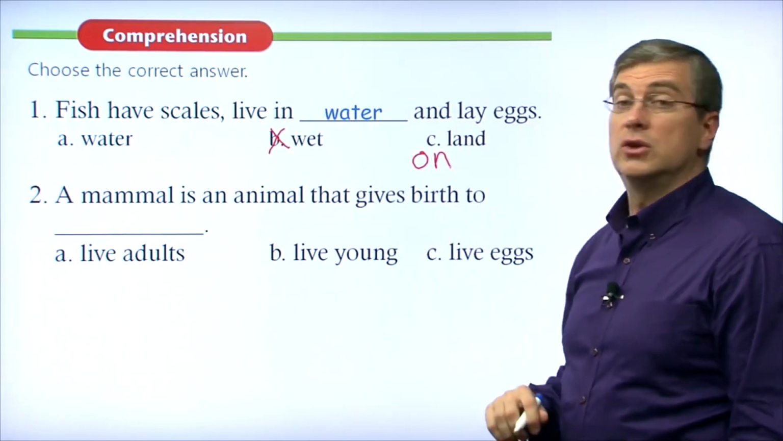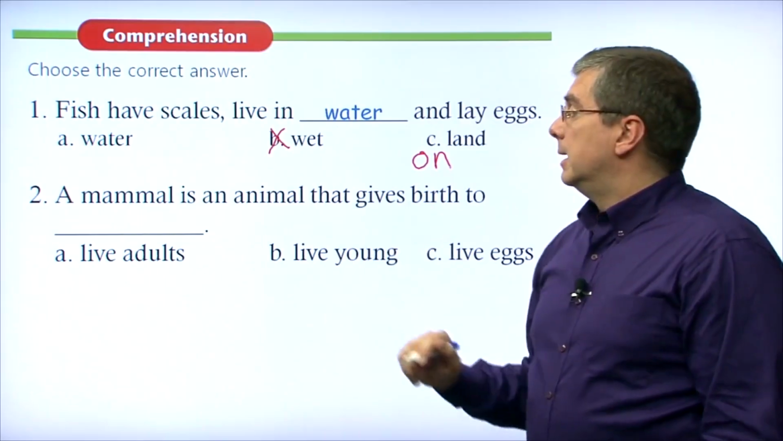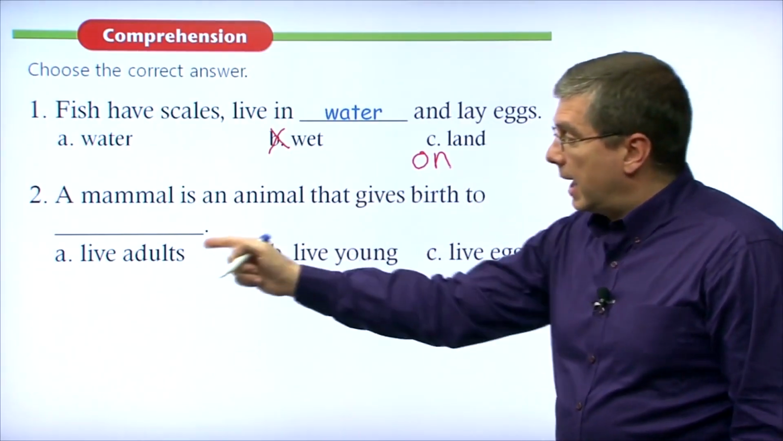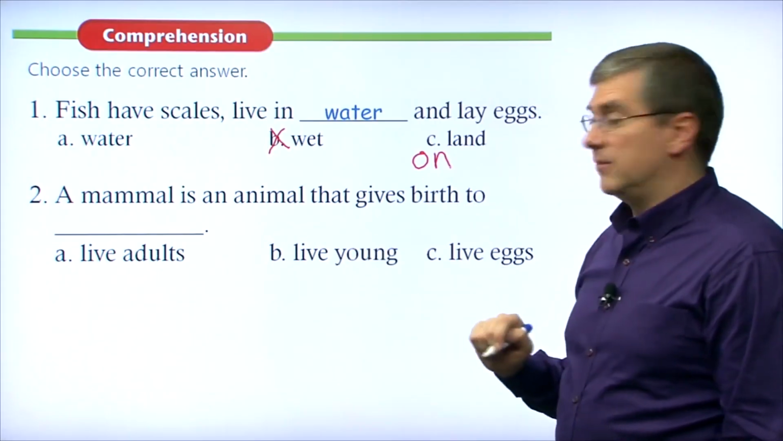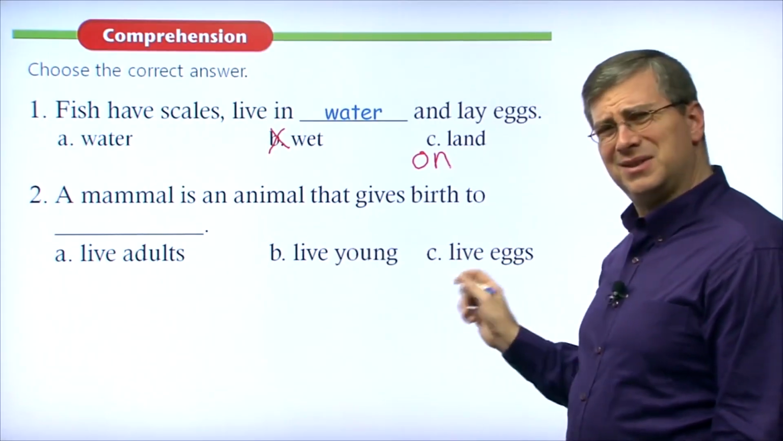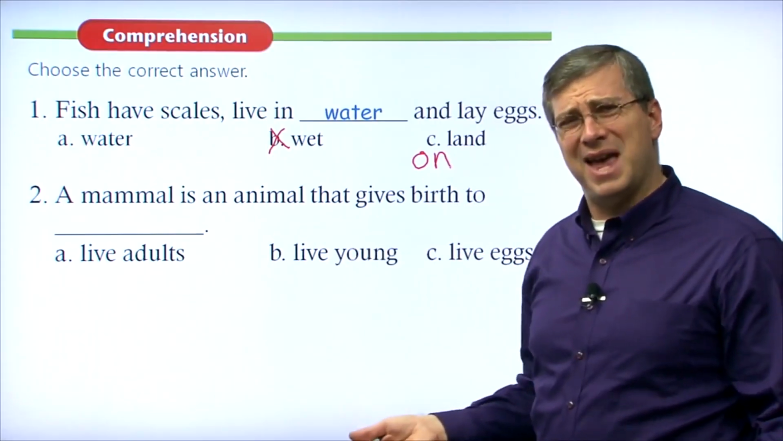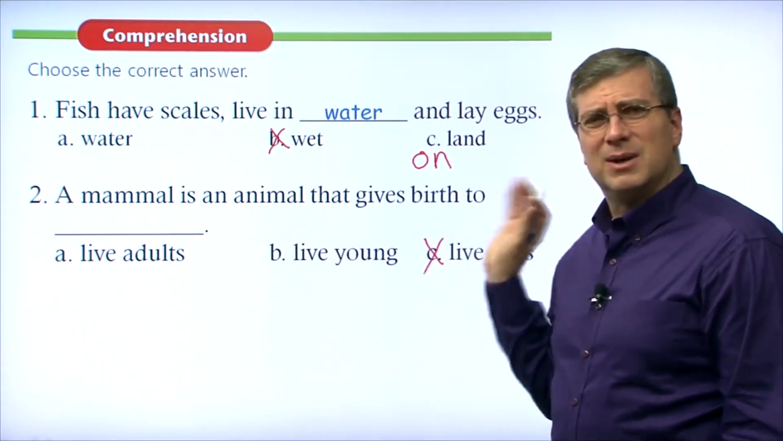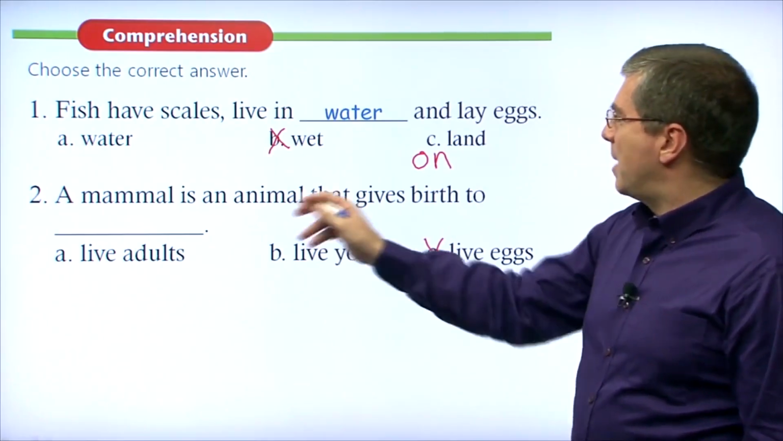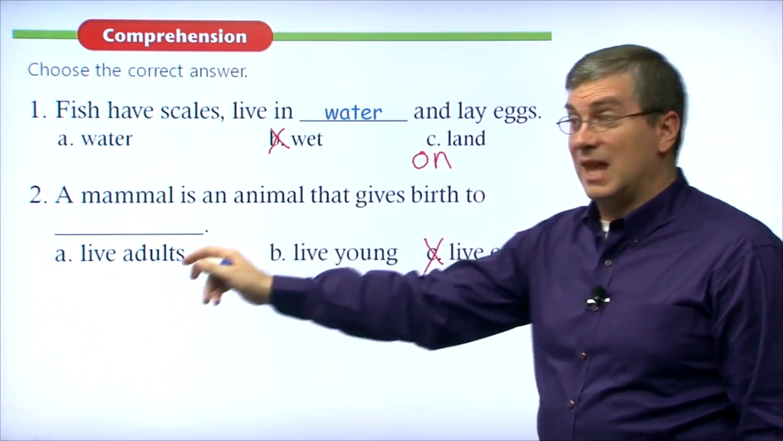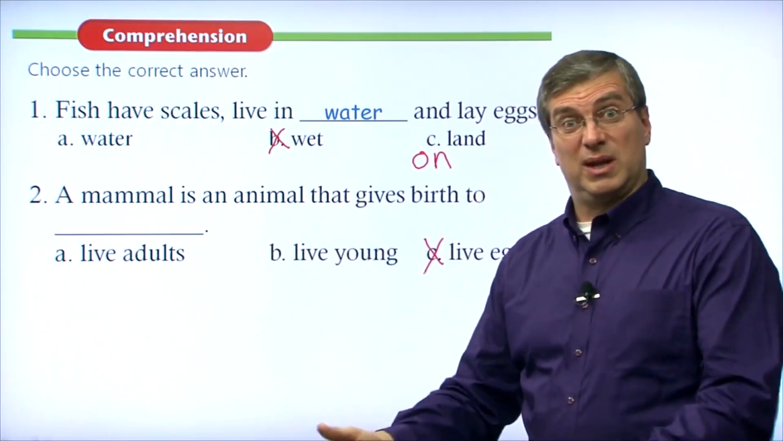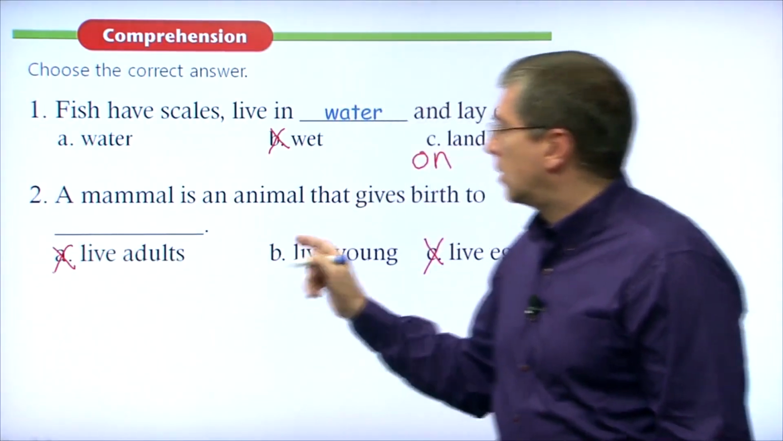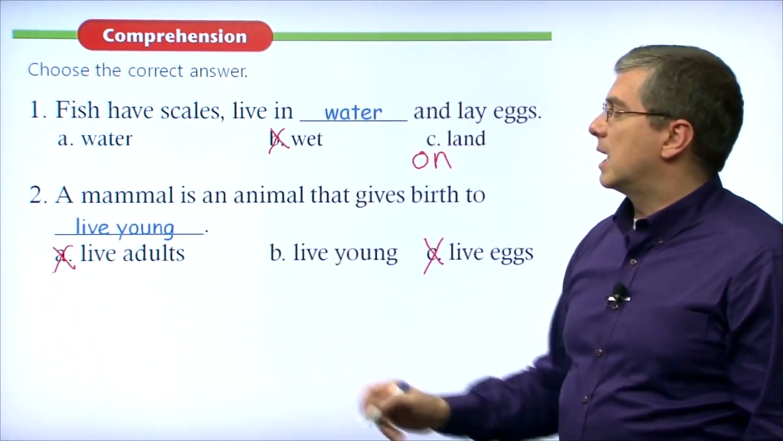Let's move on to number 2. A mammal is an animal that gives birth to A, live adults, B, live young, C, live eggs. That's interesting. Live eggs? What is a live egg? It's an egg that hops around? No, that's crazy. So we can probably get rid of that right away, okay? So a mammal is an animal that gives birth to live adults. It gives birth and it's already an adult? That's kind of silly too, isn't it? So really, our only correct answer would be live young.